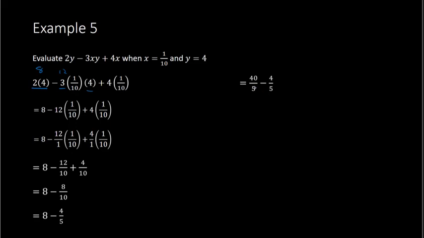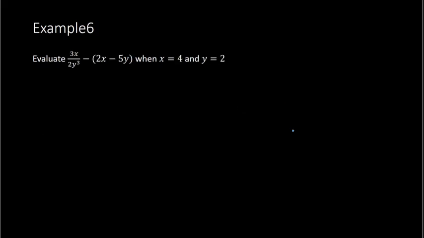I can subtract. 40 minus 4 is 36. So 36/5 I can write as a mixed number, and that would be 7 1/5. So 7 1/5 would be my solution.